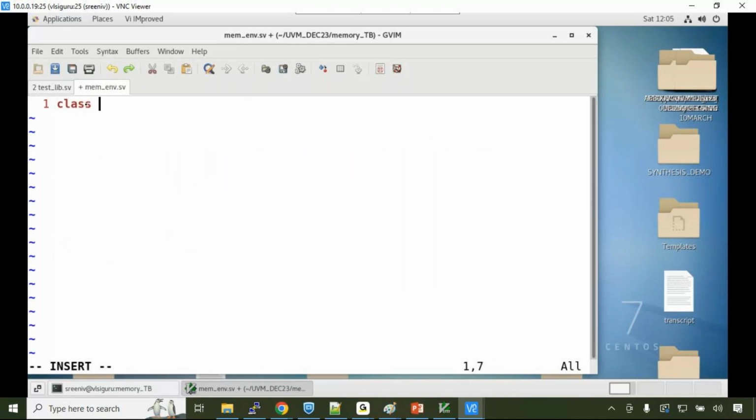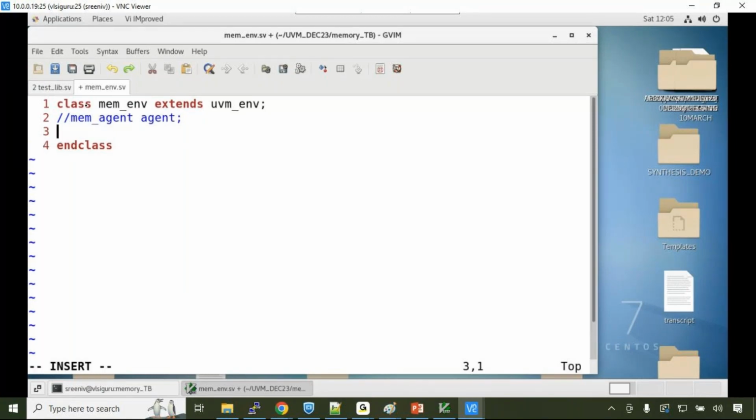Class mem environment. What is the first thing we have to do whenever you define a class? Extend it from UVM environment. Next thing we do is declare any children or properties. Right now I will stop here because if I start doing, then I cannot stop. Ideally mem agent will be there, but I will comment it out because if I start, then I'll have to go till the leaf. Okay, I'll comment it out.